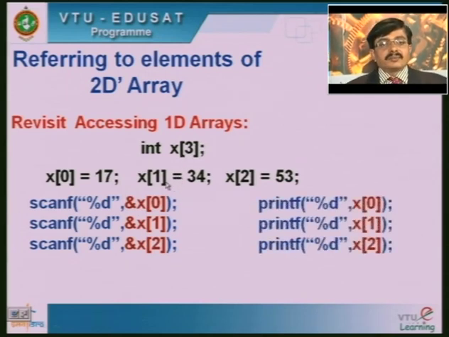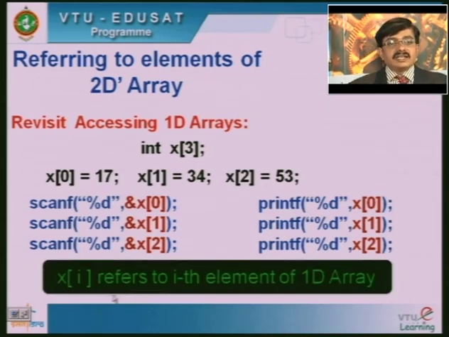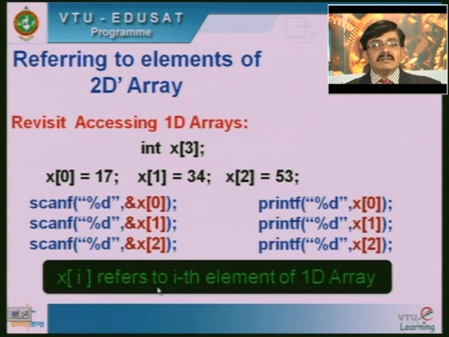Similarly, if you want to print the data, then we can access the same elements, but here we do not use the address because we are printing the data. When reading, we are reading the data into a memory location, so we must specify the address, that is the ampersand symbol. Here the ampersand is not necessary. Thus, in 1-dimensional arrays, x of i refers to the ith element of a 1-dimensional array.